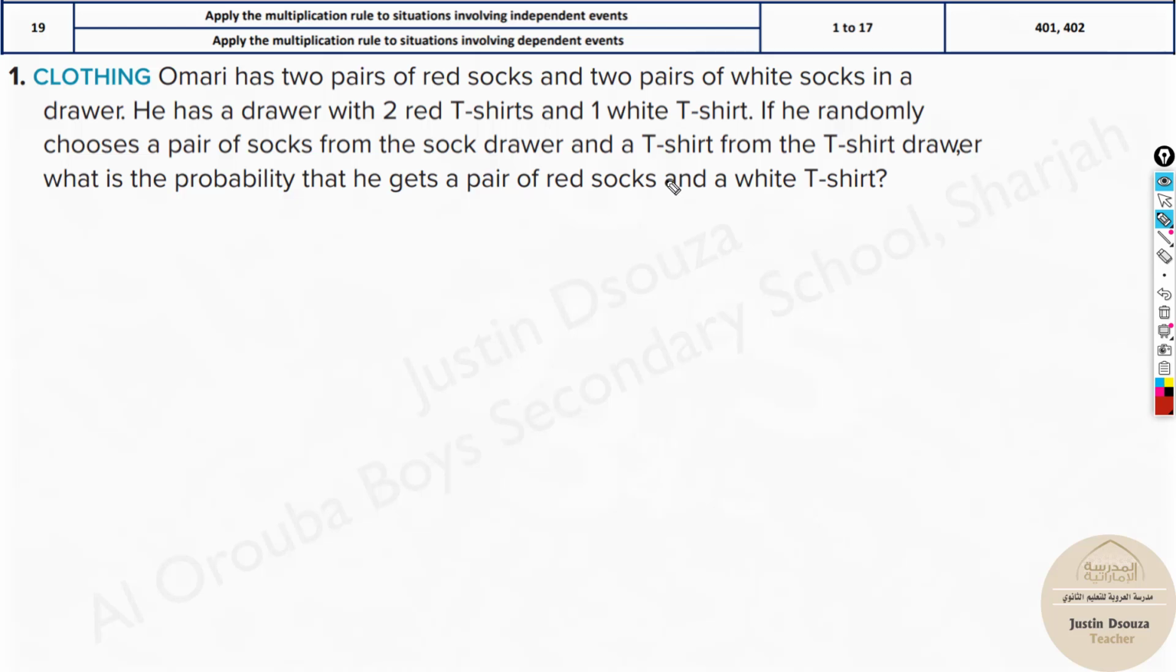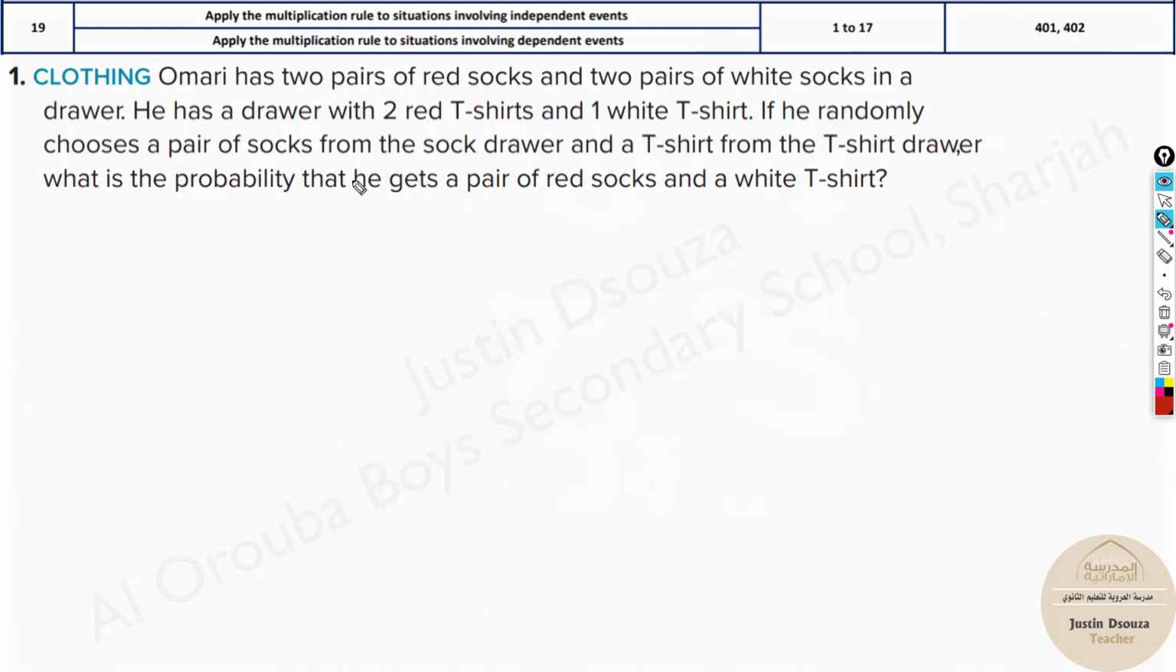Now here there are two things, that is socks and t-shirts. First of all, are these dependent or independent? Dependent means if you choose something from here, it's going to affect the probability of the next one. If I choose a sock from the two red socks, will the t-shirts be affected? Will it reduce or increase? Absolutely no, right? It's going to be the same thing. So here these are independent, in the sense that whatever you do over here does not affect the other event's probability.